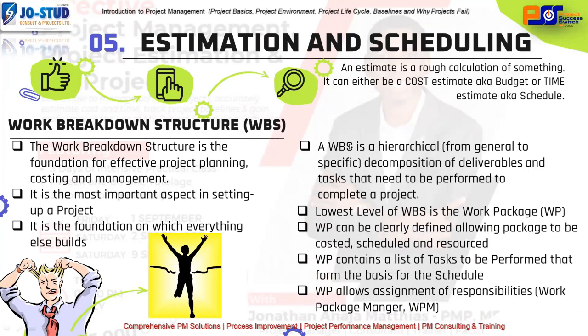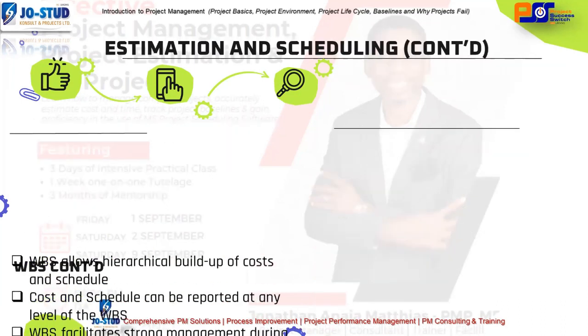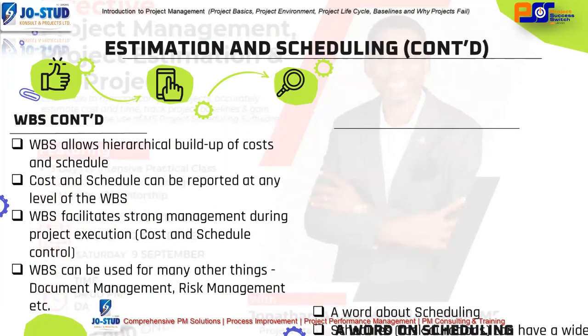Now, when you break down to the lowest level where it can be measured and estimated, and cost and time can be given to it, it is now called a work package. So a work package is clearly defined. It allows your package to be costed well. I will expatiate on that very shortly.